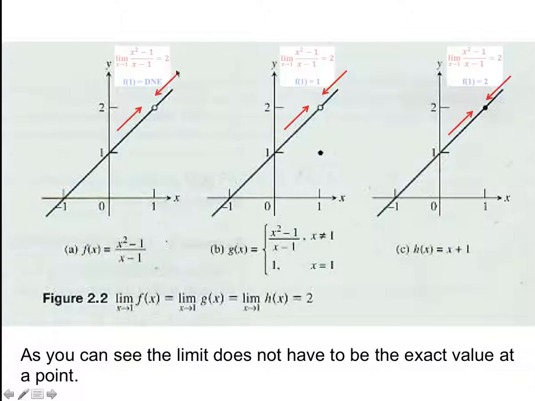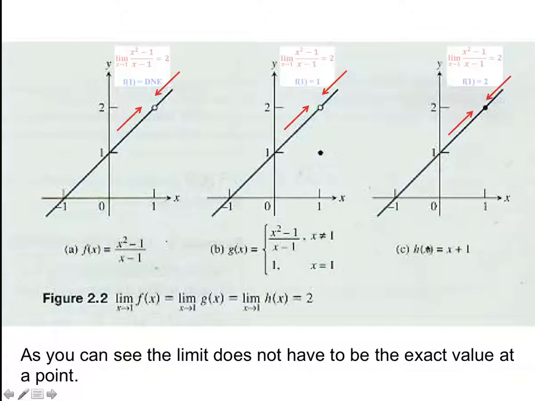So you can see that in each one of these cases, as we're approaching x equals 1, as we're approaching that location on each one of these functions, the limit's not changing. We're approaching that y value of 2. However, depending upon where this dot is or is not, is going to give us our function value. We have no dot to fill in. We don't have a function value. We have a dot here. The function value is 1. We have a dot here that's filled in. Function value is 2.